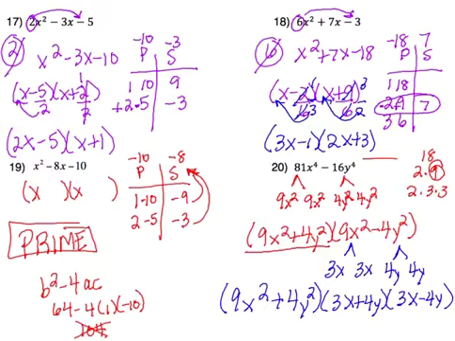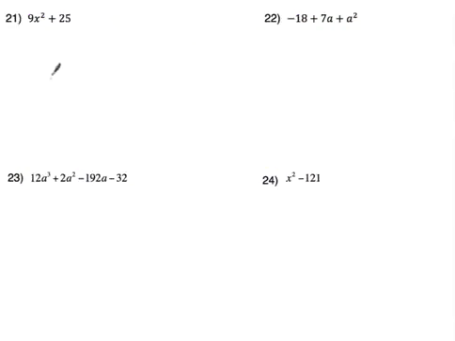Okay, last 4 problems. Let's go ahead. Okay, 21, I look for a GCF. I do not see a GCF between 9 and 25, and there's no x. Then I look to see if it's a difference of squares. It is not a difference of squares because it is a plus. Then I look to see if it's a trinomial. Well, it's not a trinomial, so there's nothing else I can do with it. And just by going through my steps, I should know that this is prime.